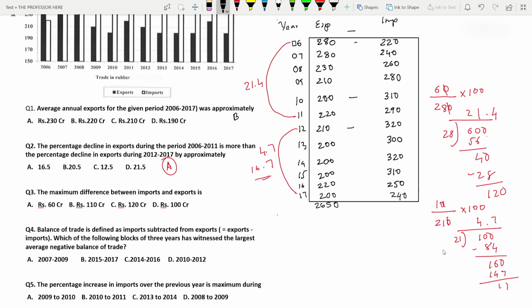You go down and you find it. 320 minus 200 is 120. So 120 is the maximum in the options, so go for it. Option C is the answer. You don't have to search anymore.